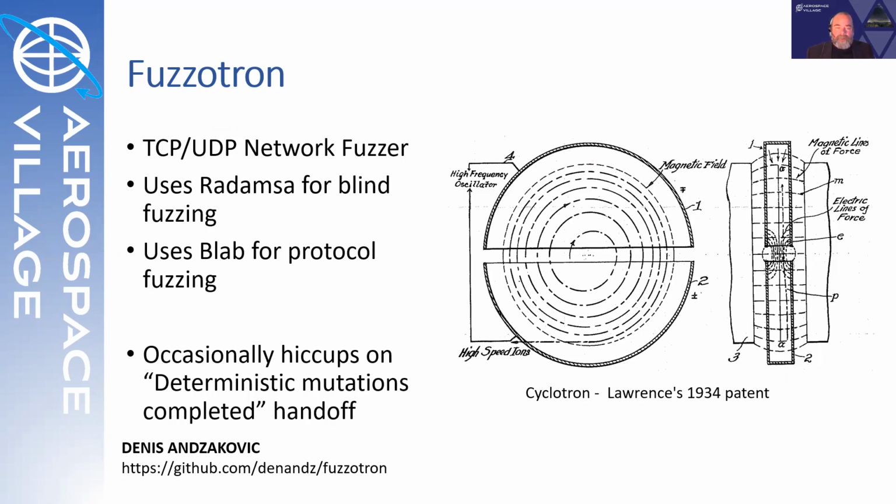Or it can use Blab for protocol-aware fuzzing. In that case, you have to build a protocol definition file first, and it will start fuzzing the individual components of that protocol. I did occasionally see it crash early on start. There's an issue for this in the Fuzzotron GitHub repository, deterministic mutations completed. But that wasn't really much of a problem because I was running this manually. It was simple enough to just restart and go. You might need to pay attention to this if you build an automated framework.